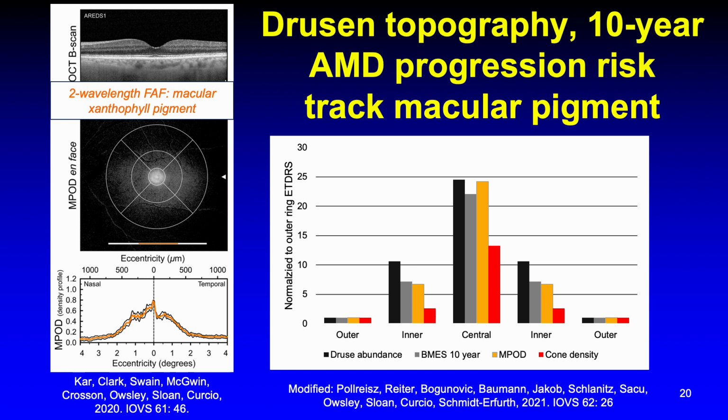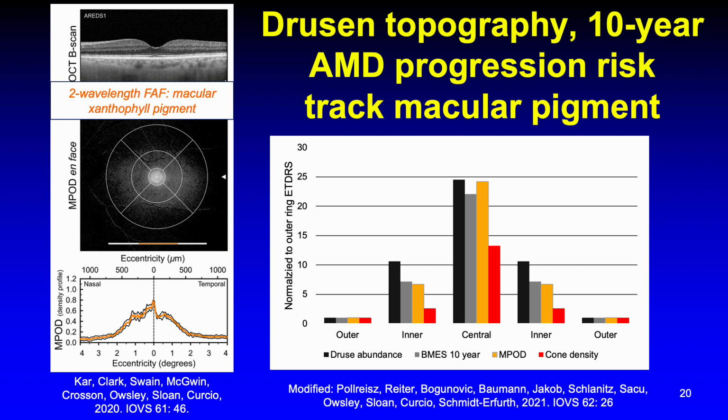This slide comes from our recent study combining data from 2-wavelength autofluorescence for macular xanthophyll pigments with histology and longitudinal epidemiology studies. This image on the left is typical of 30 normal-aged eyes. The xanthophylls are highly concentrated in the central subfield of the ETDRS grid, extending into the inner ring.